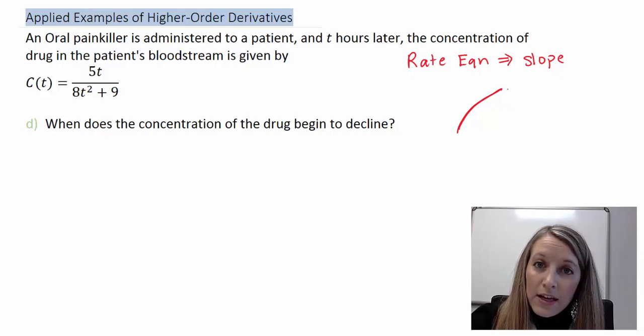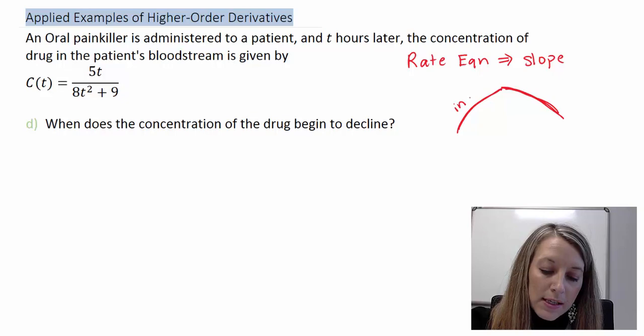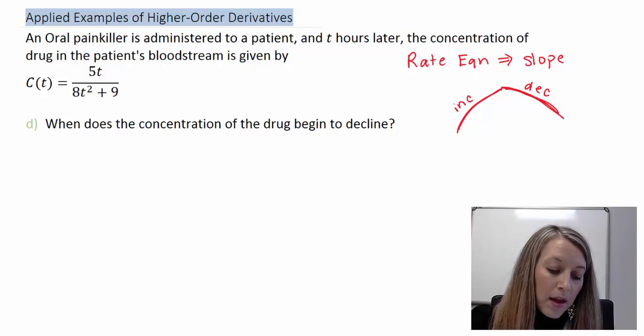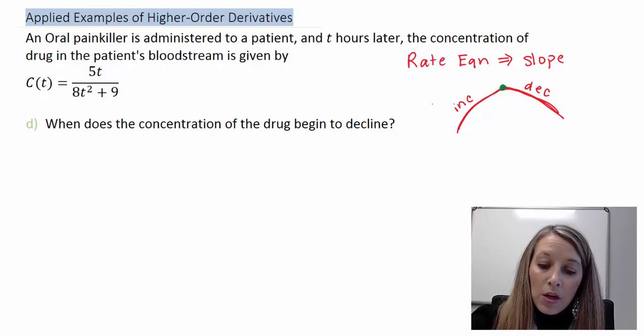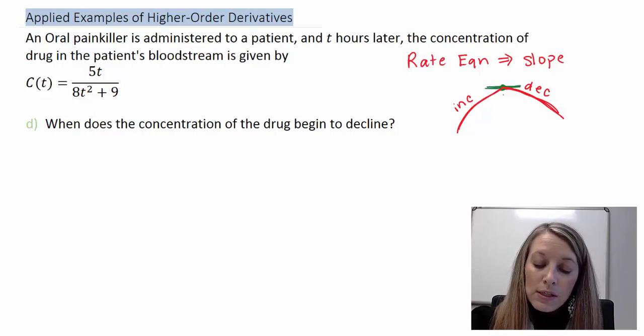If the slope of my graph is negative, then the rate of my graph is negative, and therefore my graph is decreasing. So my rate equation and slope are the same thing. So over here, my rate is increasing as long as my graph is increasing, and over here my rate is decreasing where my graph is decreasing. If we want to talk about when the concentration of the drug begins to decline, notice that's going to happen up here at the peak of my graph when I switch from increasing to decreasing, or when my slope, or my rate equation, is equal to 0.